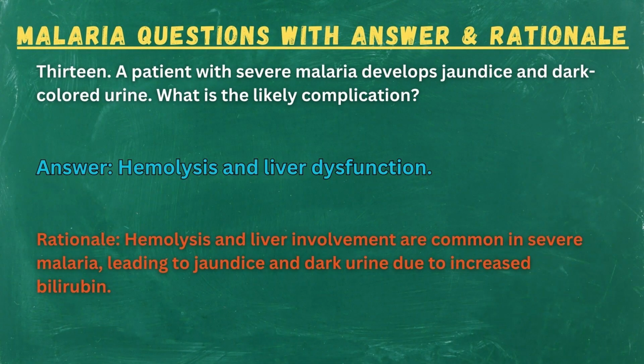13. A patient with severe malaria develops jaundice and dark-colored urine. What is the likely complication? Answer: Hemolysis and liver dysfunction. Rationale: Hemolysis and liver involvement are common in severe malaria, leading to jaundice and dark urine due to increased bilirubin.